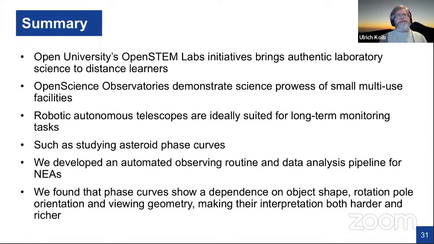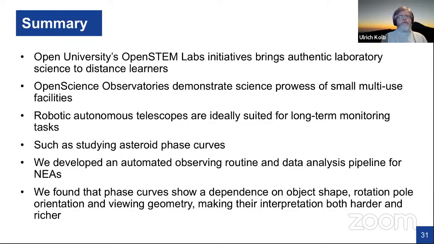The Open Science Observatories are, if I like to say, the astronomy wing of the Open STEM Labs. And basically what I showed you today, I hope, demonstrates the usefulness, as I call it here, the prowess of a small multi-use facility. Our small telescopes are not dedicated facilities tailored to do one piece of science very well. They are there to do a lot of things, and it's still possible to conduct research with real scientific value, as I hope I showed, in long-term monitoring tasks with facilities such as this.